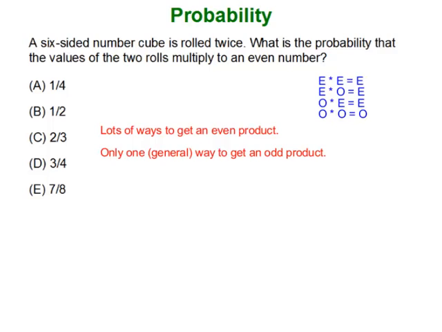So if an even comes first or an even comes second, it doesn't matter. You still get an even product. Really, there's only one way to get an odd product, and that is if both of the numbers are odd.